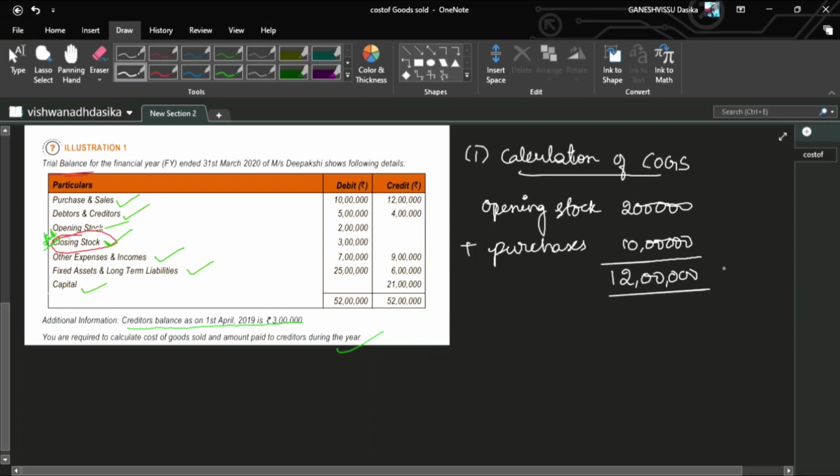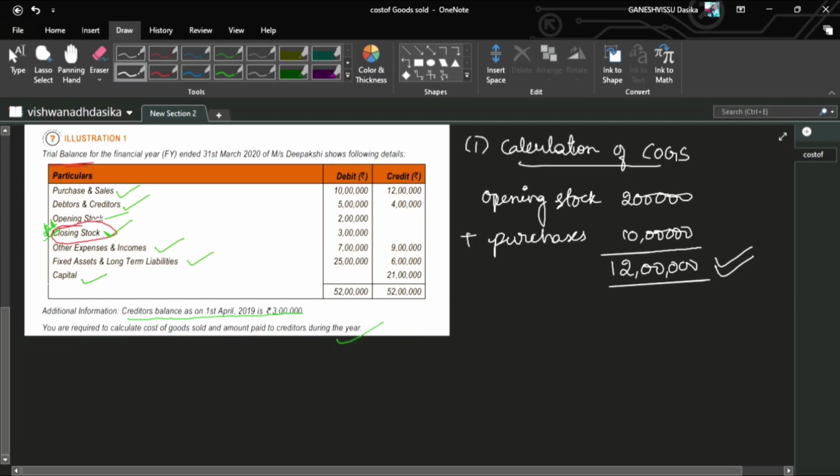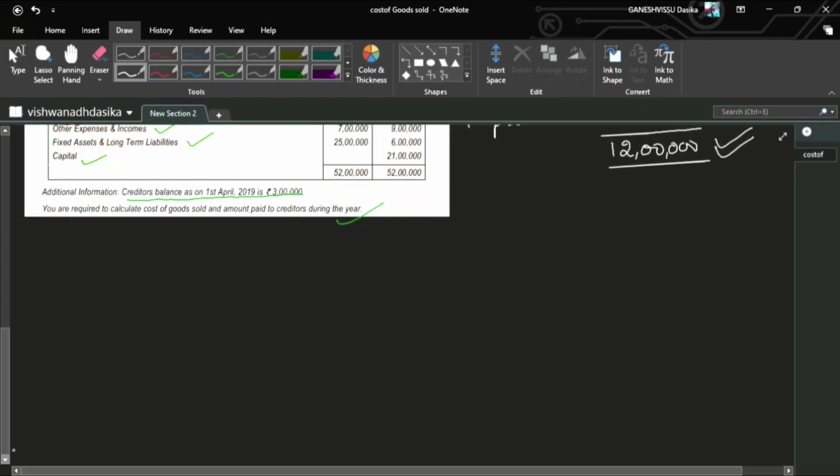Okay, this is the cost of goods sold. And one more thing is also provided. We have to find out the amount paid to creditors during the year. That means we have to find out the balancing figure, for which we are going to open one creditors account.